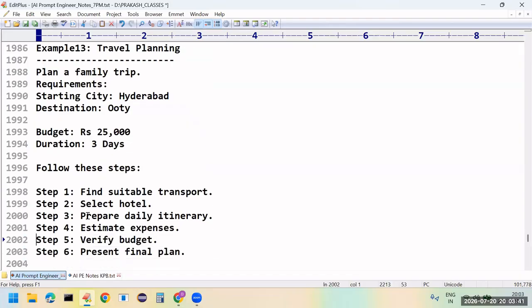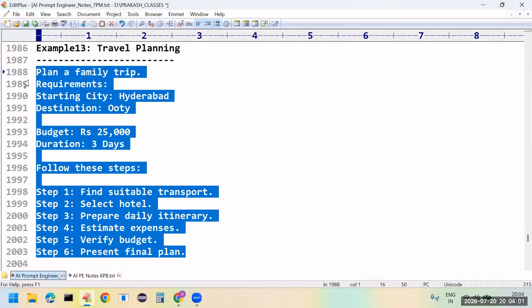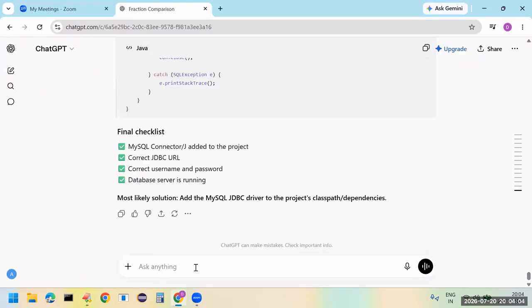Can you please follow these steps? Step 1, find suitable transport. Select the hotel. Prepare daily itinerary. Estimate the expenses. Verify the budget. Present the final plan. Like this I am giving. Let us run the code.